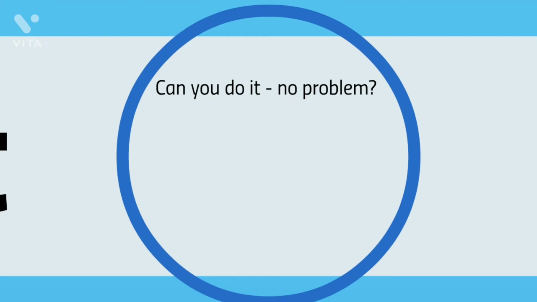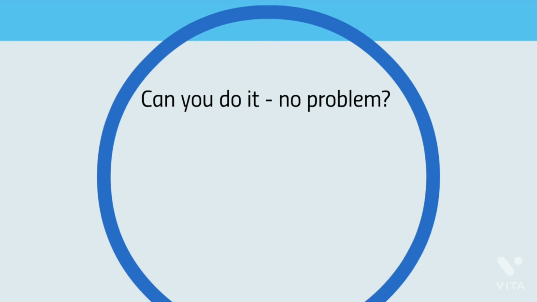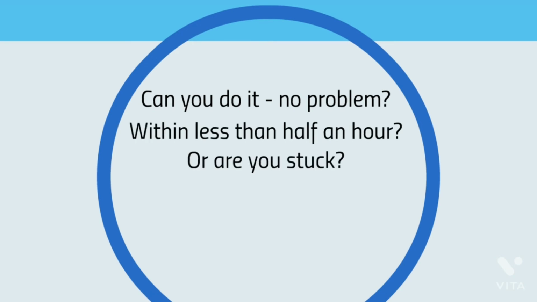If you got 10, great. If you got 15, super. If you got 20, awesome. But if you got at least 10 within less than half an hour, then that's a good sign. That means that in your brain, you're able to produce topics right away and that you're actually passionate about this niche.